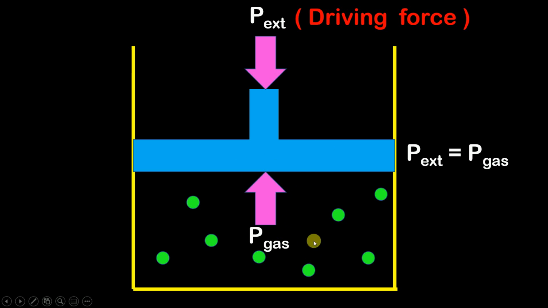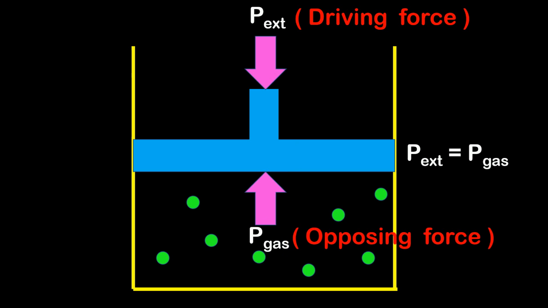So can I say that when the piston was moving downwards, the pressure of the gas was trying to push the piston upwards. Since it is opposing the movement of the piston, we say that the pressure of this gas is referred to as the opposing force. So I hope that you have understood the meaning of a driving force and the meaning of an opposing force. These two terms are going to be very important for understanding what is maximum work.